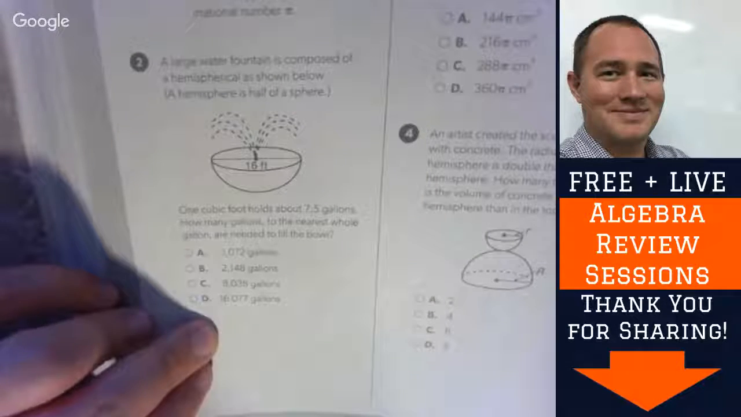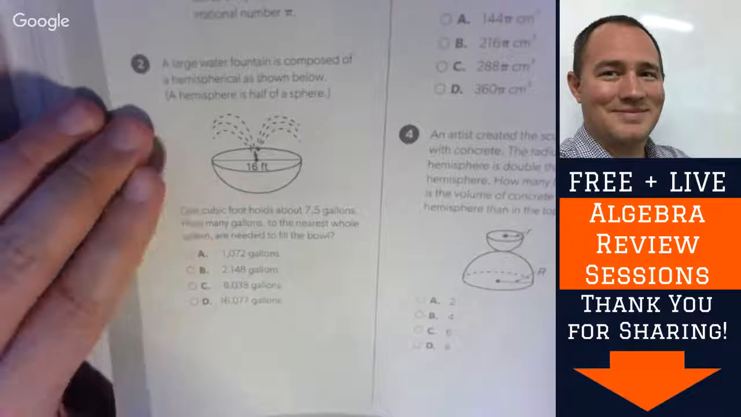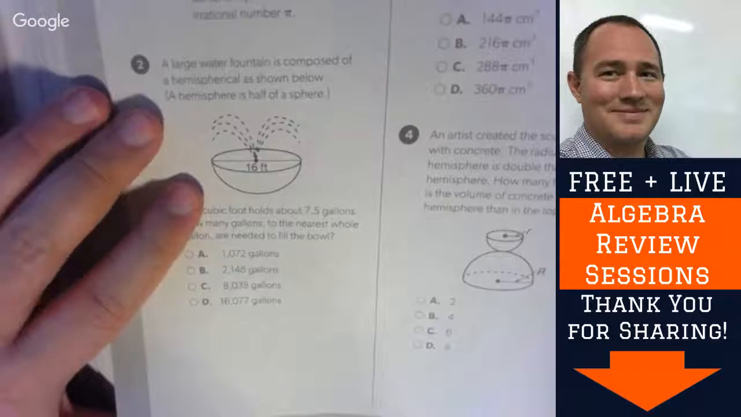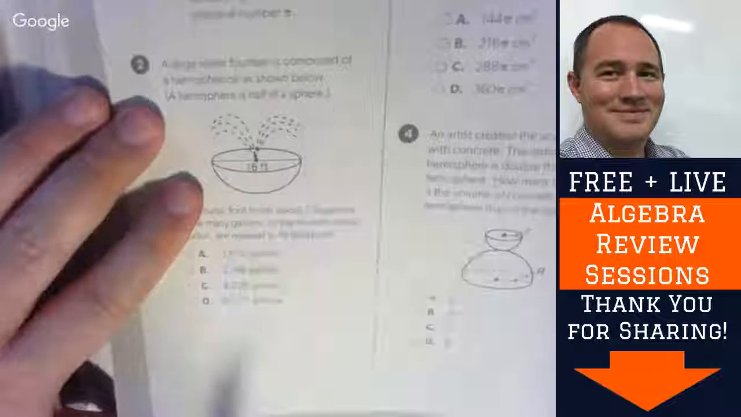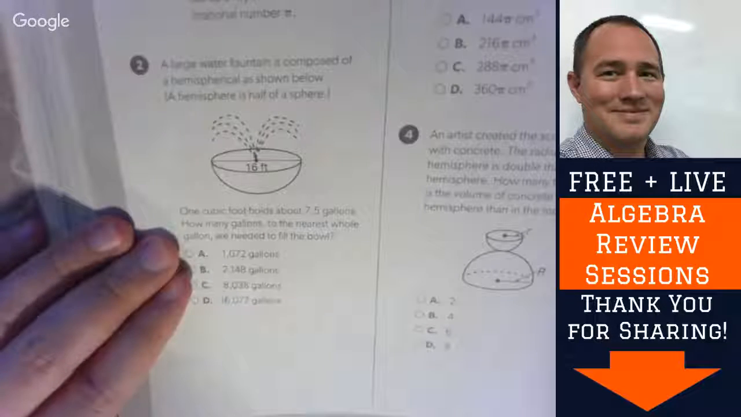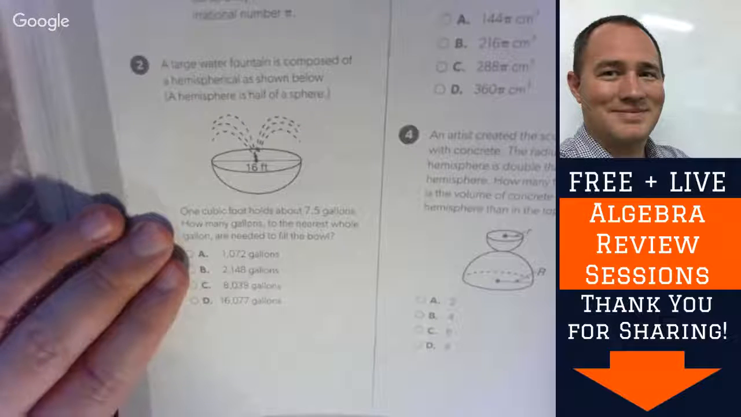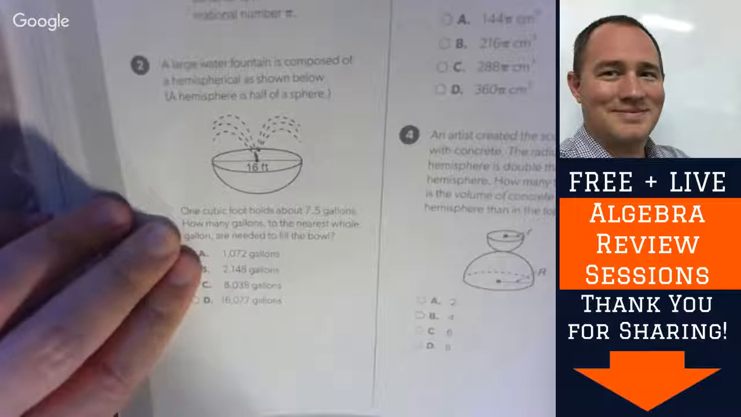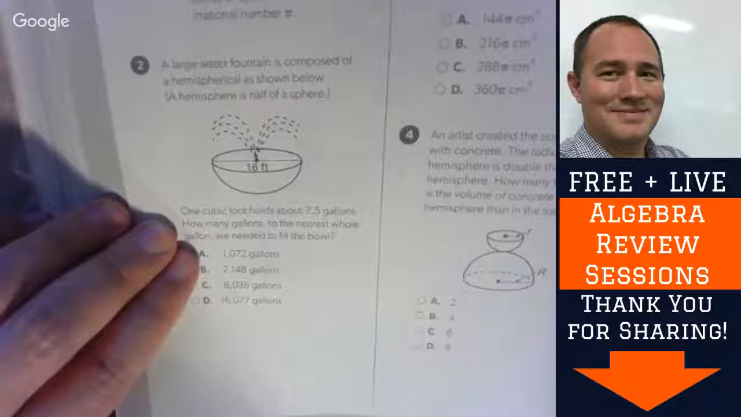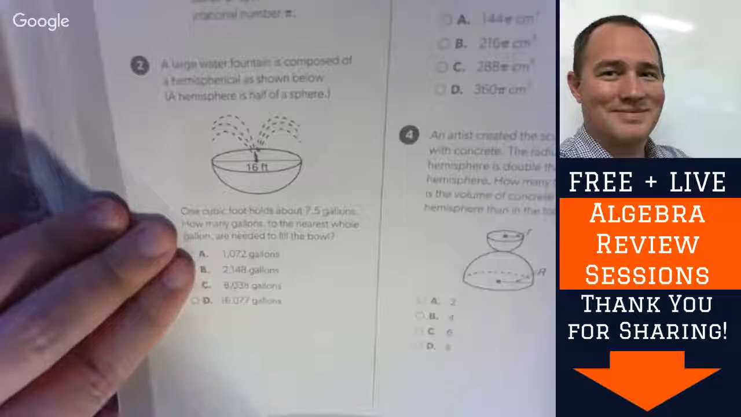All right, so a large water fountain is composed of a hemisphere, as shown below. A hemisphere is half of a sphere. 1 cubic foot holds about 7.5 gallons. How many gallons to the nearest whole gallon are needed to fill up this bowl?